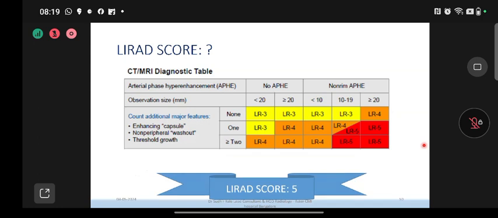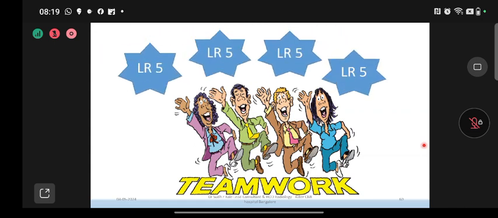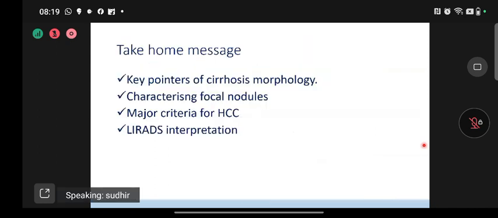Everyone, please show what it is. It is LR5. Wherever you are sitting, I think everyone is showing 5 as the answer. So that is the power of LI-RADS. Definitely teamwork helps in managing these lesions, right? I hope today's lecture was useful. Wherever you are practicing in your institute, please start encouraging this, sit with your radiologist, and we all have to start utilizing this for better treatment decisions.